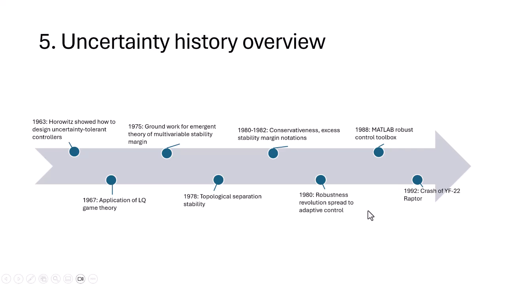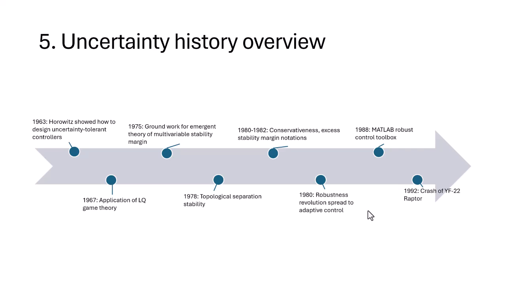So now moving on to the history of uncertainty. In 1963, Horowitz showed how to design uncertainty-tolerant controllers using classical root locus and frequency response methods for plant models with several uncertain parameters. And then in 1967, there was the application of linear quadratic game theory. So game theory has been applied to design uncertainty-tolerant control laws.